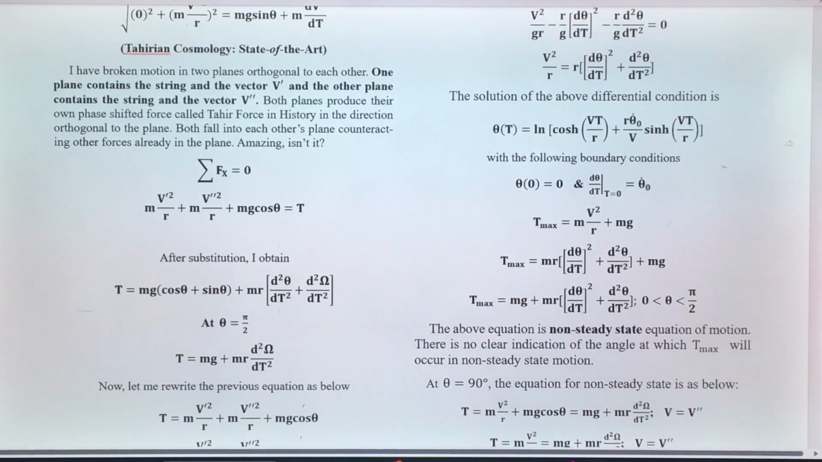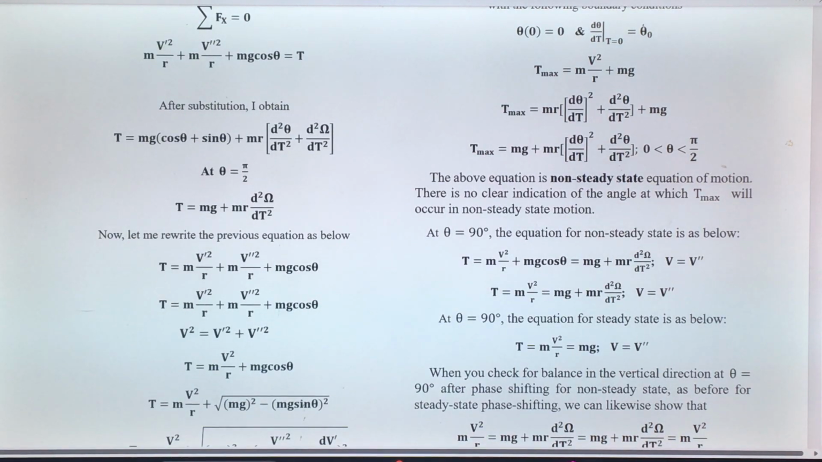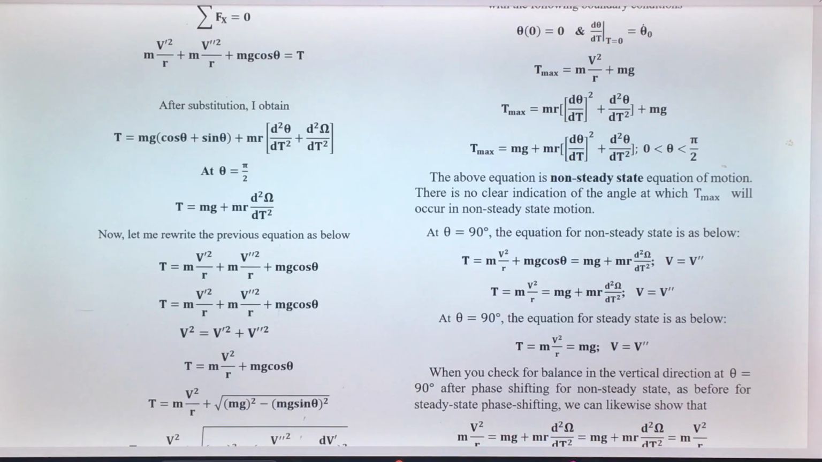Because both are contributing, plus mg cos theta is equal to T. After substitution, I obtained this. At theta is equal to pi by 2, we get T is equal to mg plus mr d square phi over dt square, because the other component, d square theta over dt square, becomes equal to 0. Why? Because when theta becomes equal to pi by 2, d theta over dt is equal to 0, and d square theta over dt square is also equal to 0.